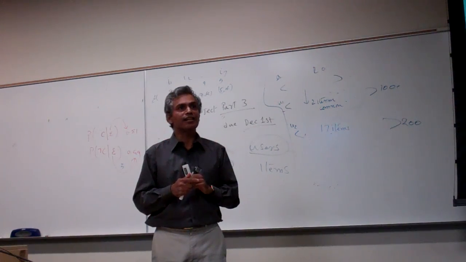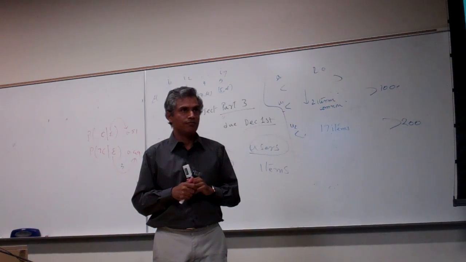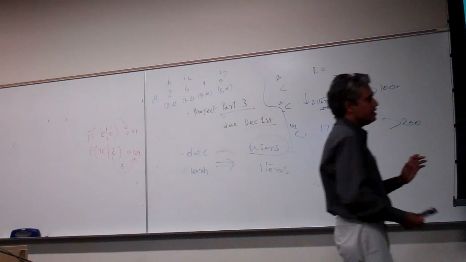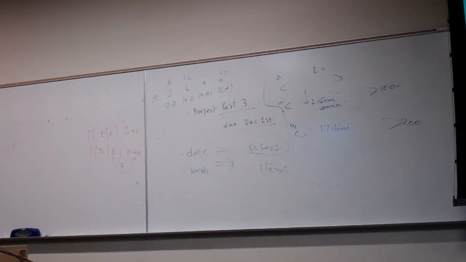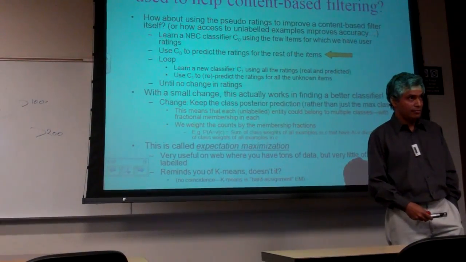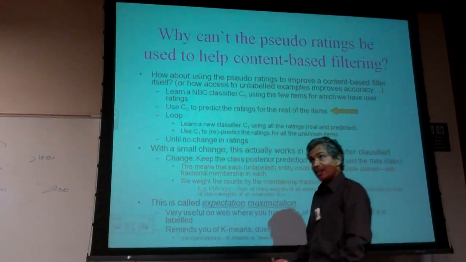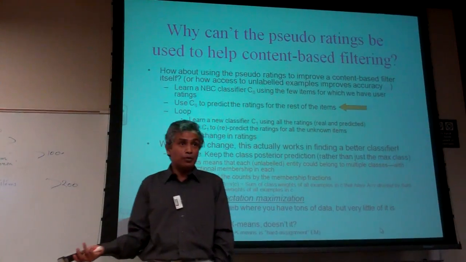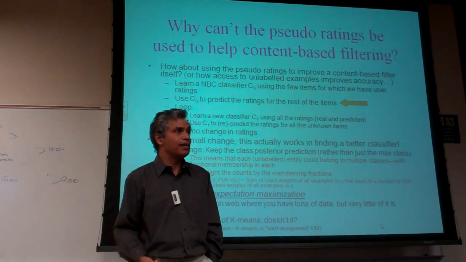And keep doing this until your performance doesn't change. And this is the first idea that you got in this class, essentially, of the idea of semi-supervised learning. Supervised learning is the part where you have examples which have labels. And the examples which don't have labels are not supposed to help you, since they're not labeled examples.